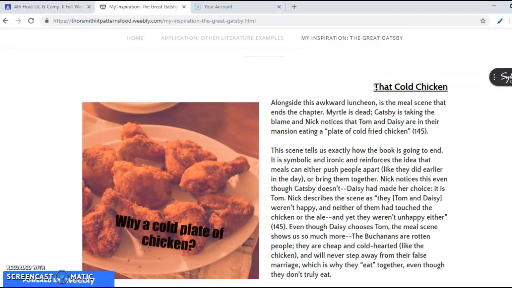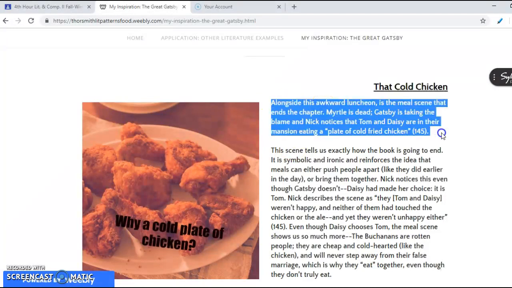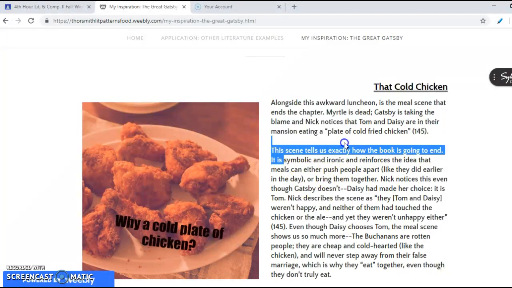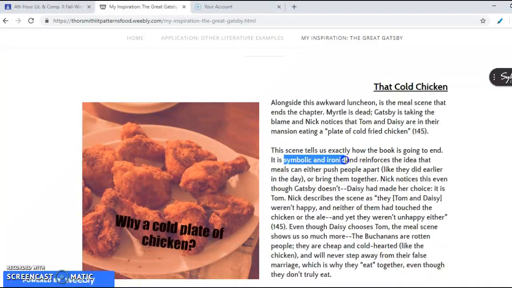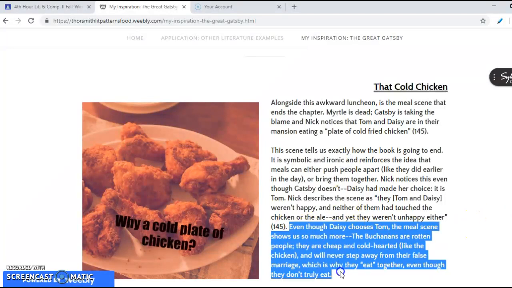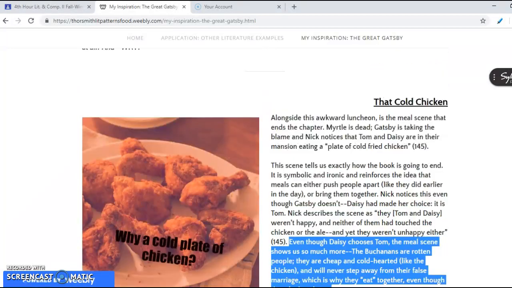So if you notice, I'm building on craft devices here, but this one goes into my second big idea, which is the cold chicken. And then I talk about how it's symbolic and ironic, which is more craft discussion. And then I go down to characterization, where I explain what I think about these 2 characters and how the meals help illustrate them. And what you'll notice is I talk about several different craft devices. I talk about several different moments of analysis.